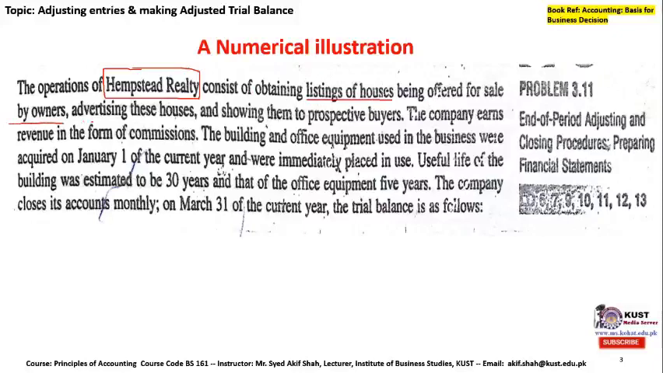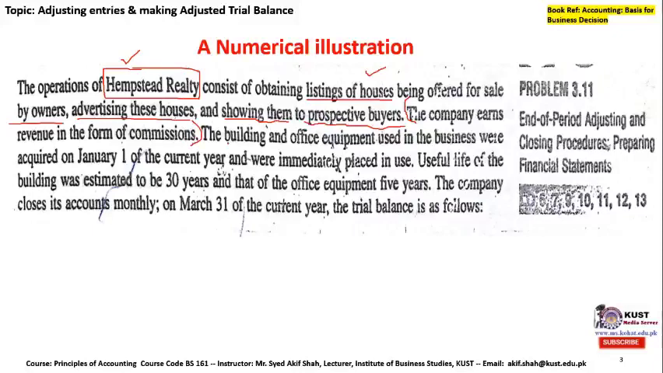So owners are actually listing their houses, and are obtaining the offers by the different owners to the Hampstead Realty. And the task of this business is to advertise these houses and show them physically to the prospective buyers. Prospective buyers means the buyers who are looking to purchase these houses. So they approach the Hampstead Realty and they usually advertise and show them. And for this activity, the company earns what? Definitely they are going to earn revenue in the form of commissions. The basic revenue of Hampstead Realty is to earn the commission.